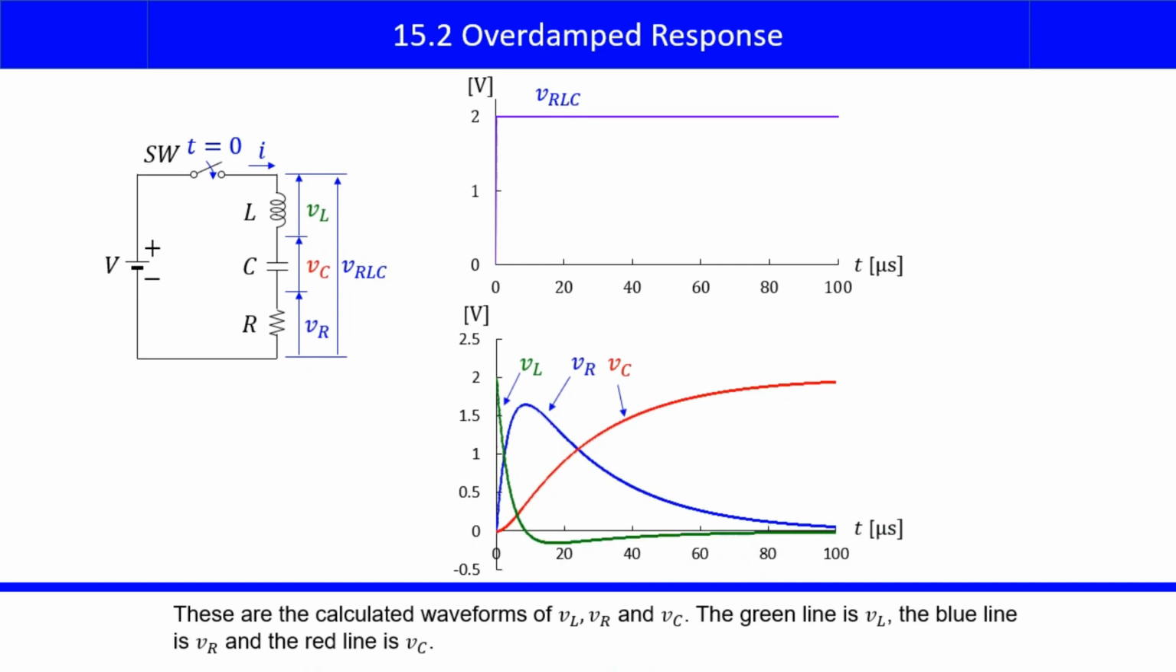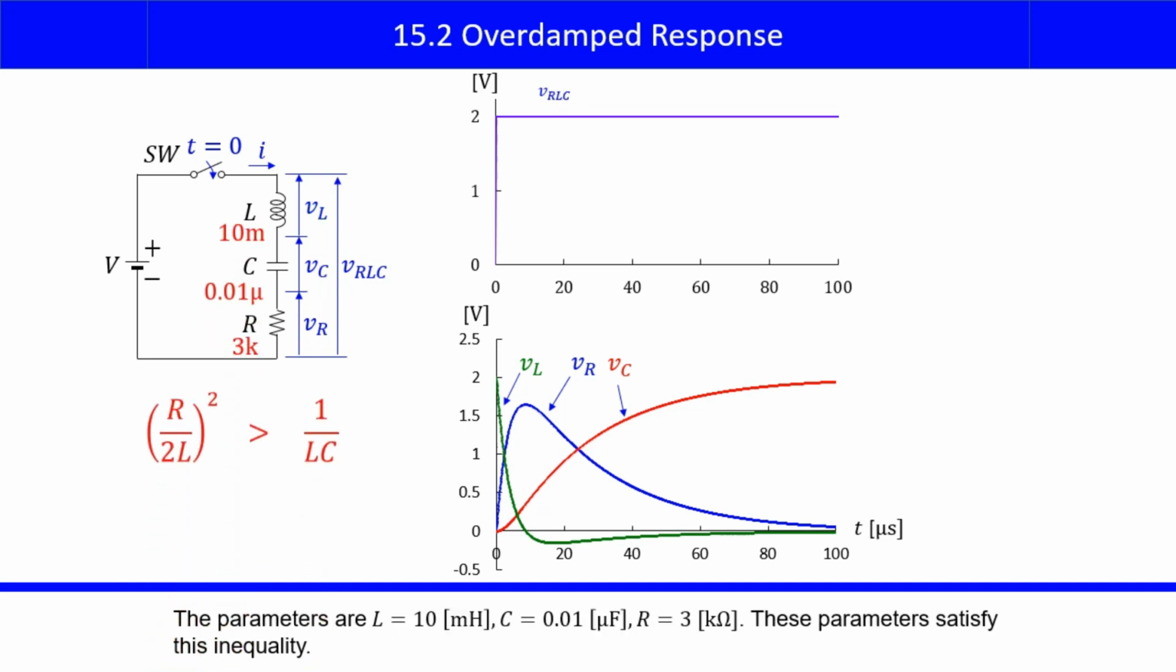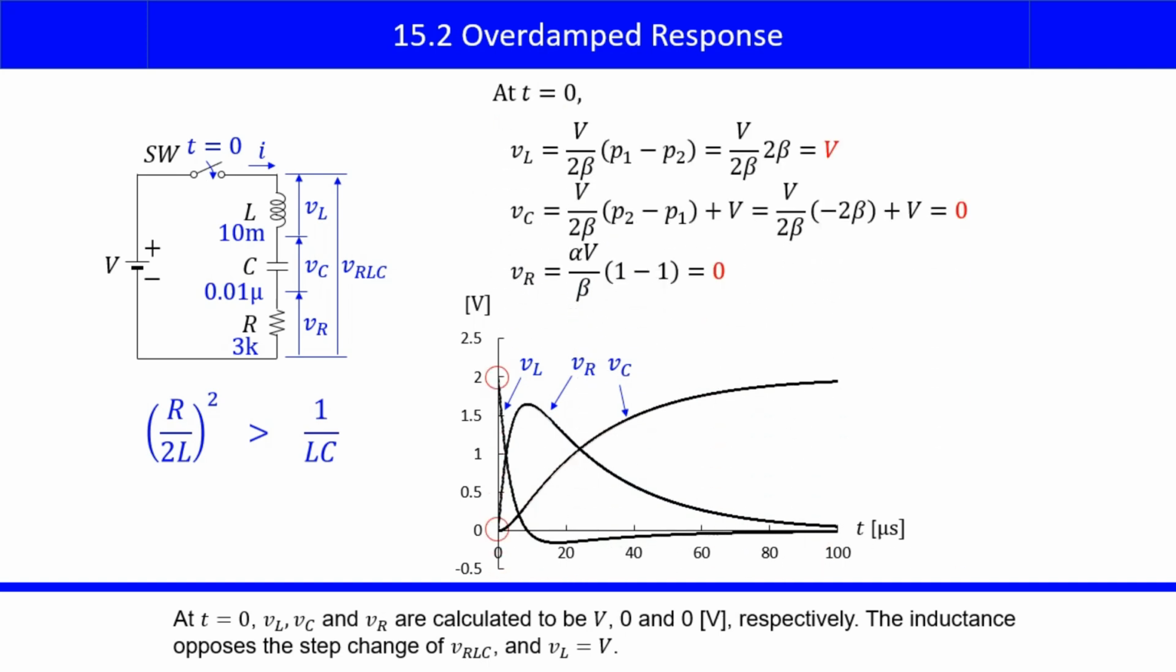These are the calculated waveforms of VL, VR, and VC. The green line is VL, the blue line is VR, and the red line is VC. The parameters are L equals 10 millihenries, C equals 0.01 microfarads, and R equals 3 kiloohms. These parameters satisfy this inequality. At t equals 0, VL, VC and VR are calculated to be V, 0 and 0 volts respectively. The inductance opposes the step change of VRLC, and VL equals the source voltage V.